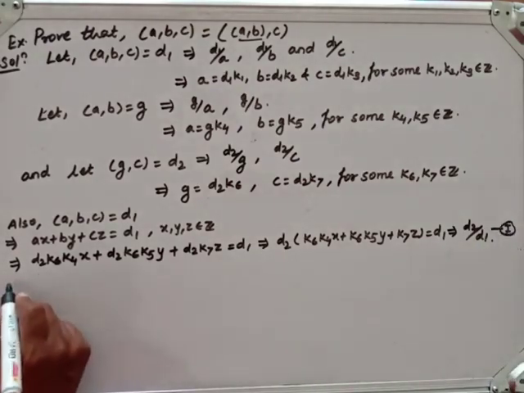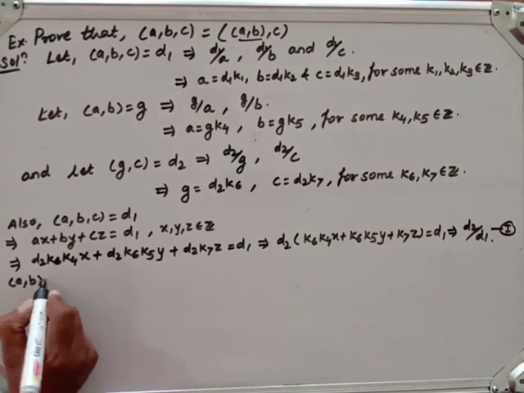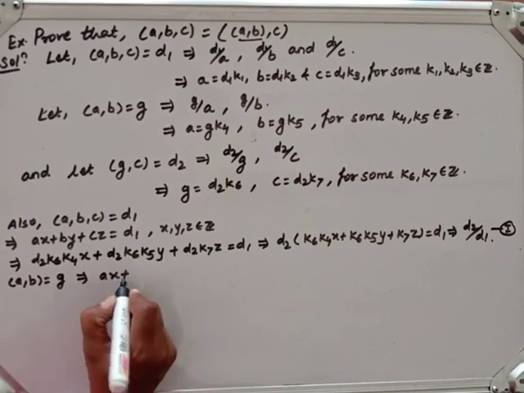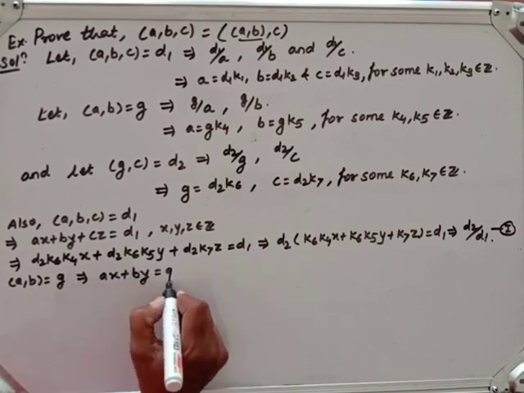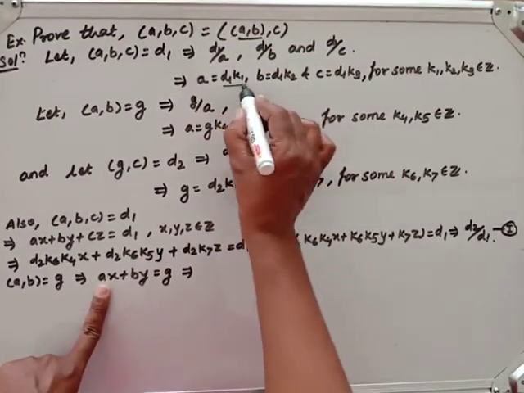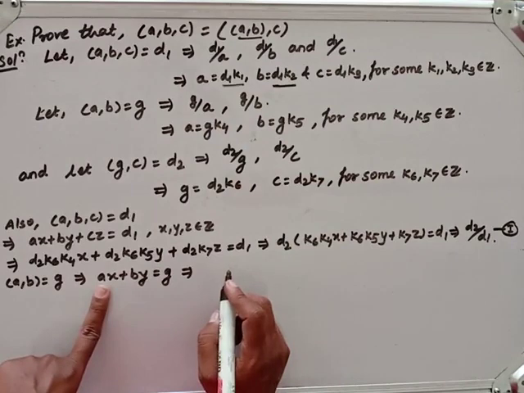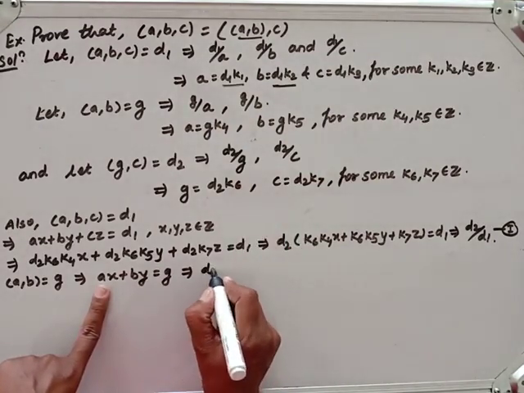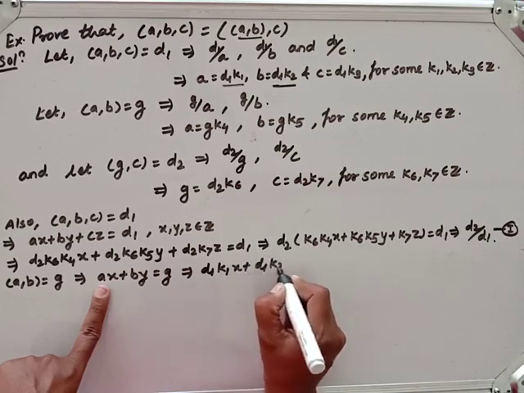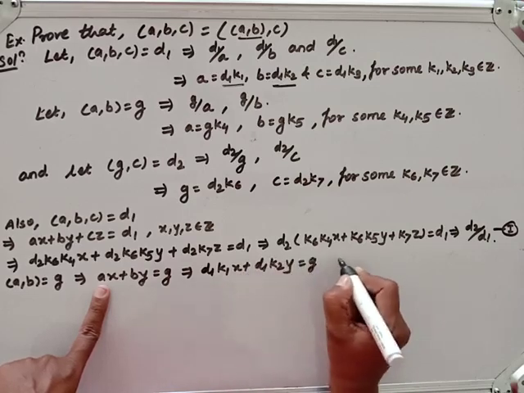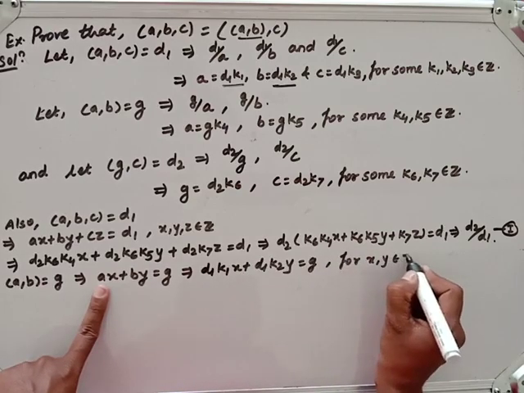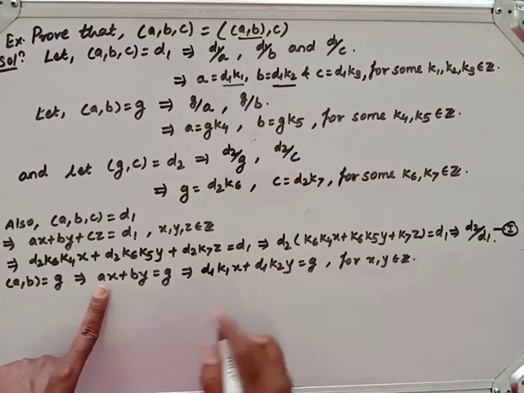Now GCD of A and B is equal to G. So this again gives AX plus BY is equal to G. That gives A is equal to D1 K1, B is D1 K2. So D1 K1 X plus D1 K2 Y is equal to G, for X, Y belonging to Z.